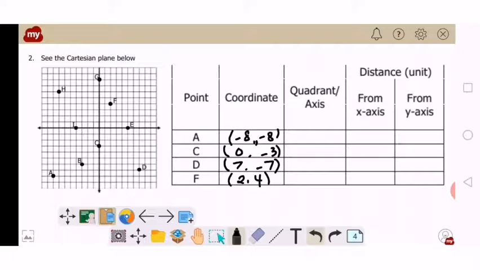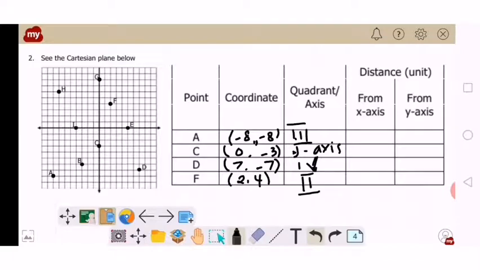Okay, so A is in quadrant 3. And then C, perfectly on the y-axis, so we can say that it's on the y-axis. And then D is in quadrant 4. And the last one, F, is in quadrant 2.